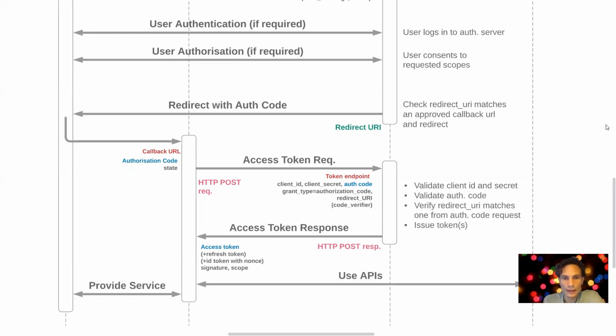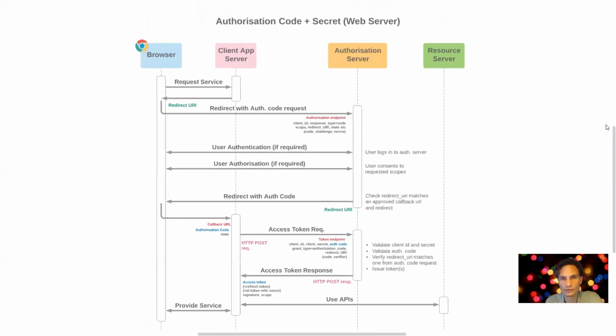So at this point, the client can then start to use APIs at the resource server. By including the access token with these calls, the access token will be checked by the resource server, potentially in tandem with the authorization server, and those authorized requests can be made. So based on the information that's come back from the resource server, the client application server is then free to share the relevant information with the browser and provide whatever authenticated service was required.